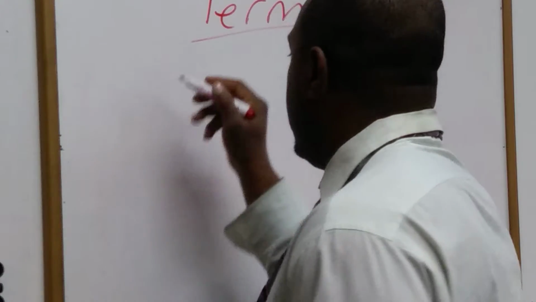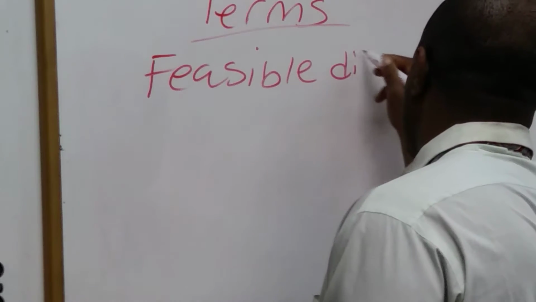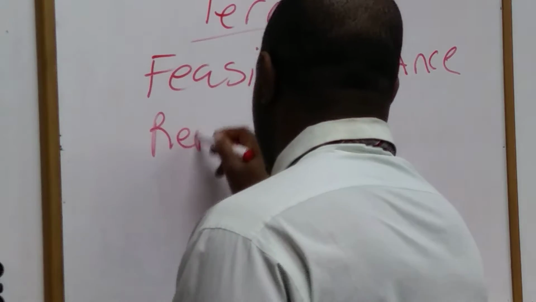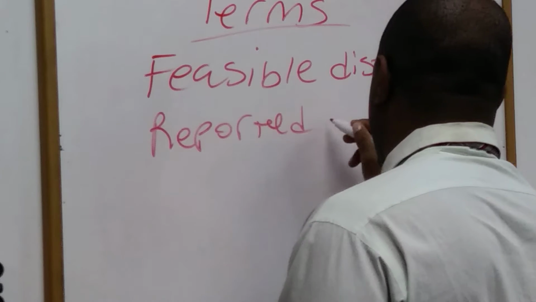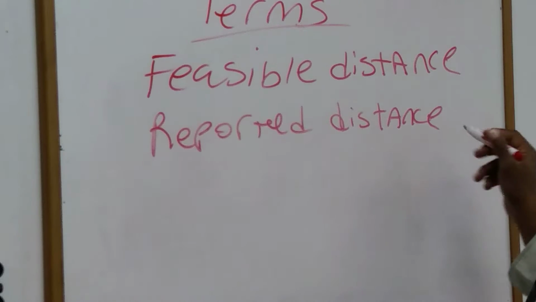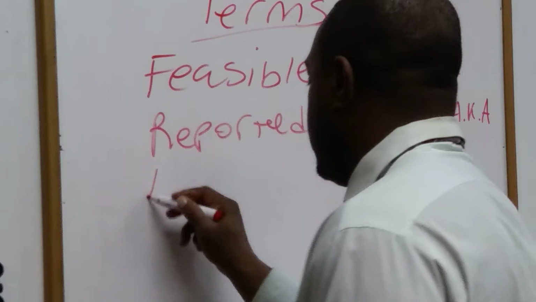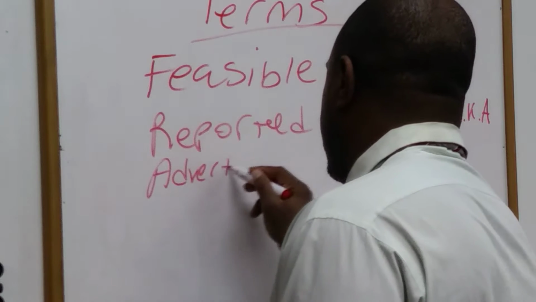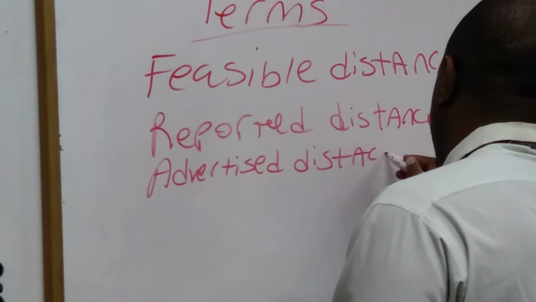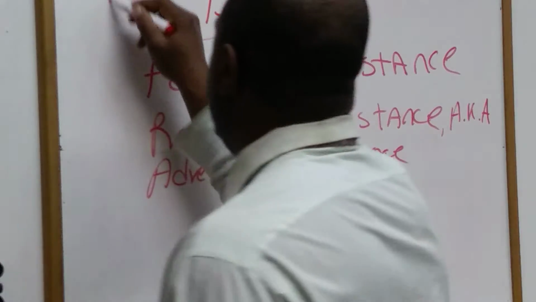So a term is feasible distance and reported distance. The reported distance is also known as the advertised distance. Remember that? The reported distance is also referred to as the advertised distance. And again, let me digress and come back. So these are EIGRP terms.